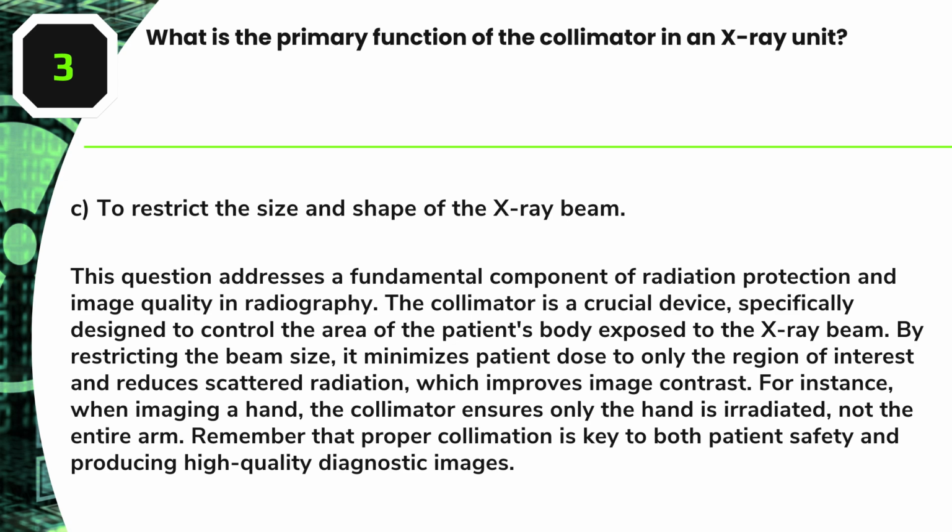By restricting the beam size, it minimizes patient dose to only the region of interest and reduces scattered radiation, which improves image contrast. For instance, when imaging a hand, the collimator ensures only the hand is irradiated, not the entire arm. Remember that proper collimation is key to both patient safety and producing high-quality diagnostic images.